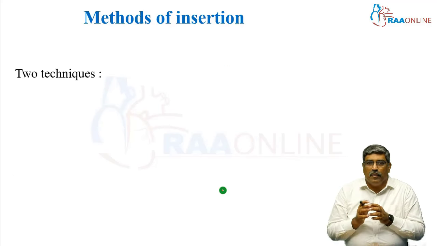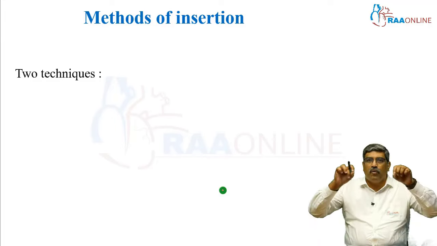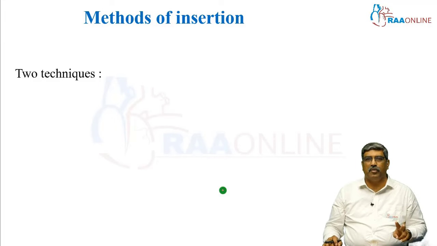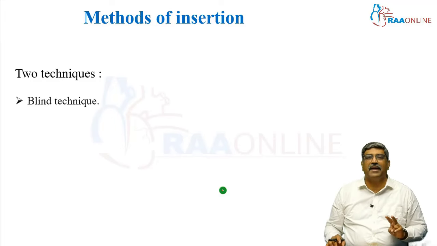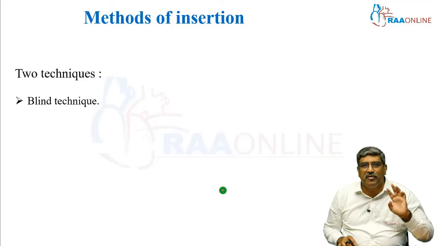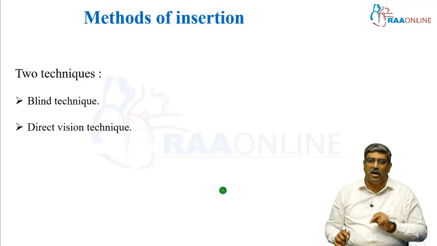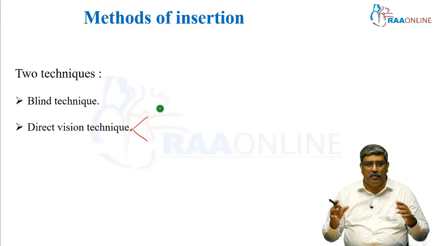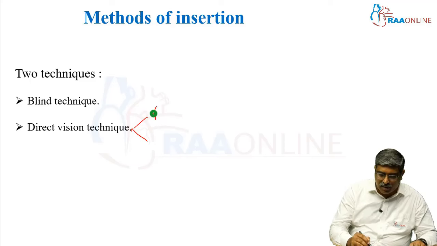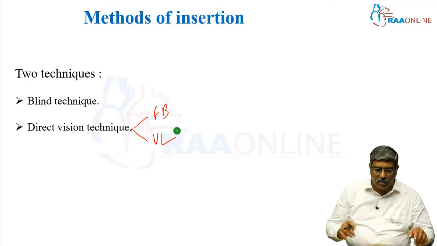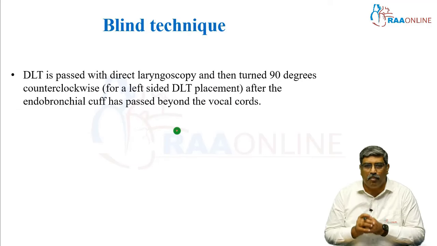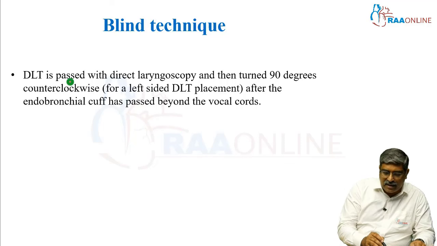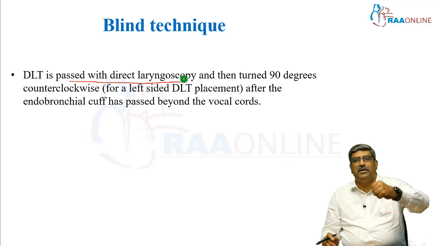Now, coming to the method of insertion, how will you insert the double lumen tube? There are two ways. One is the blind technique, another is you can visualize your double lumen tube, and you have various methods of visualization using fiber optic or video laryngoscopy. Now coming to the blind technique. Here the double lumen tube is passed with direct laryngoscopy.